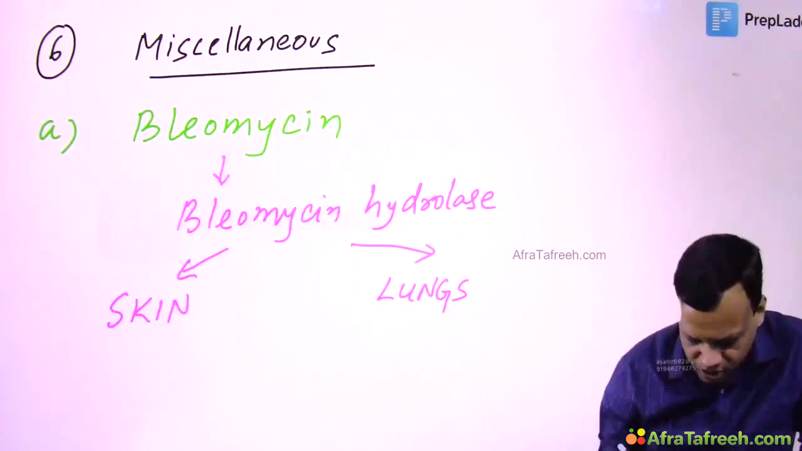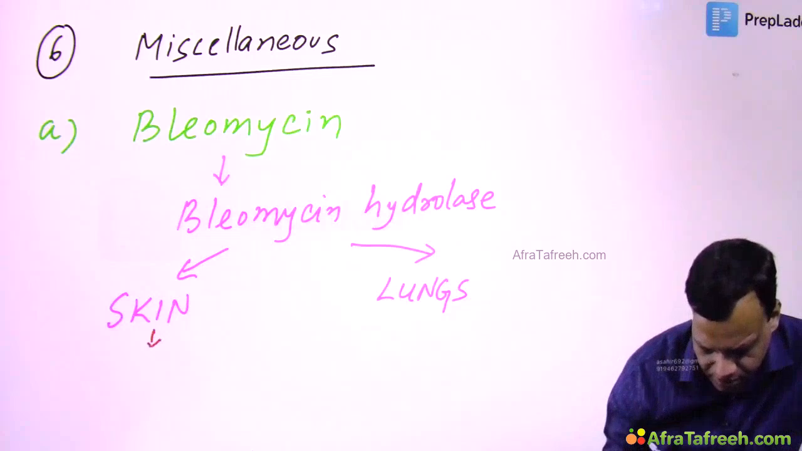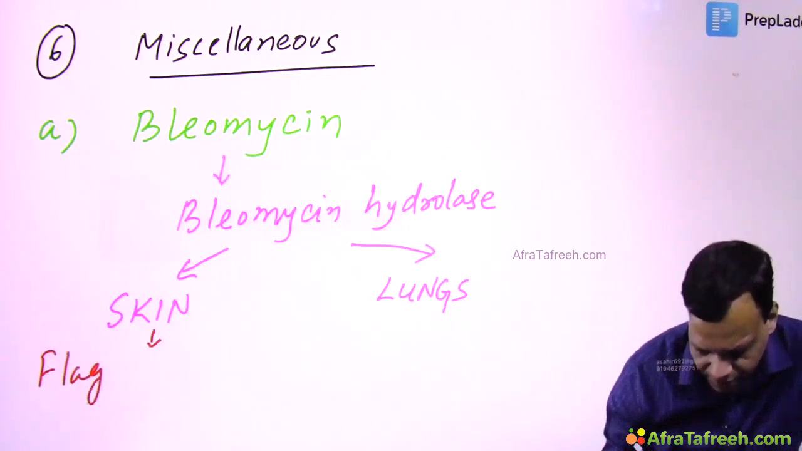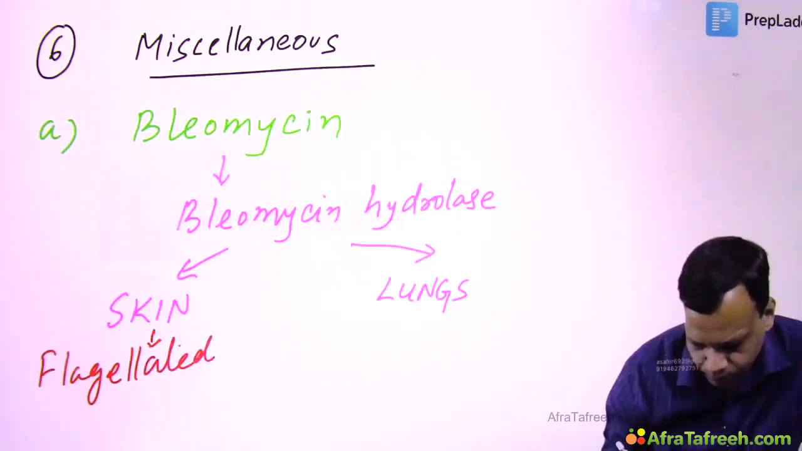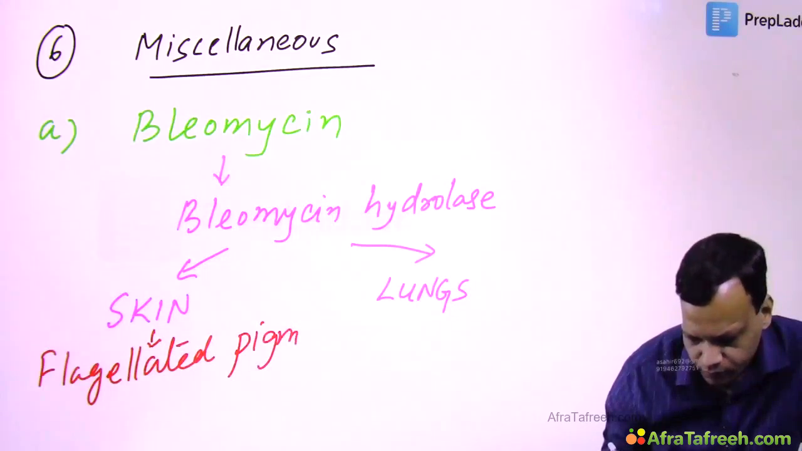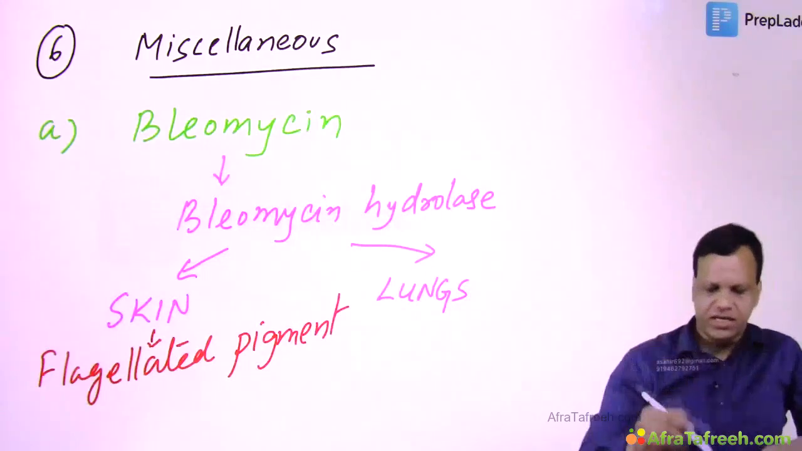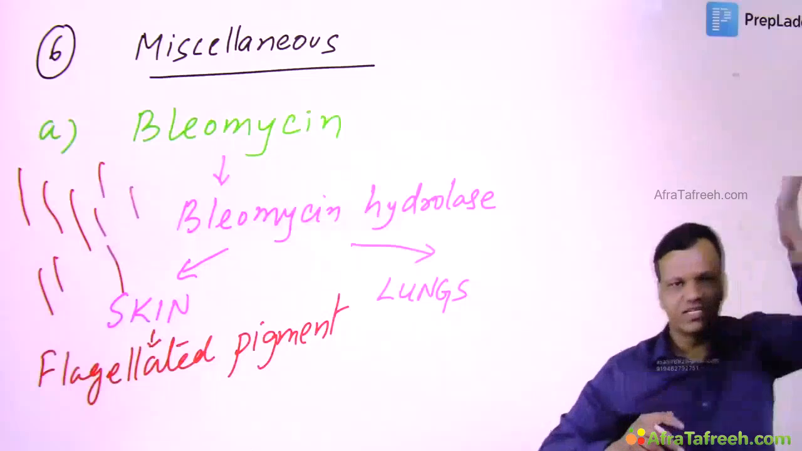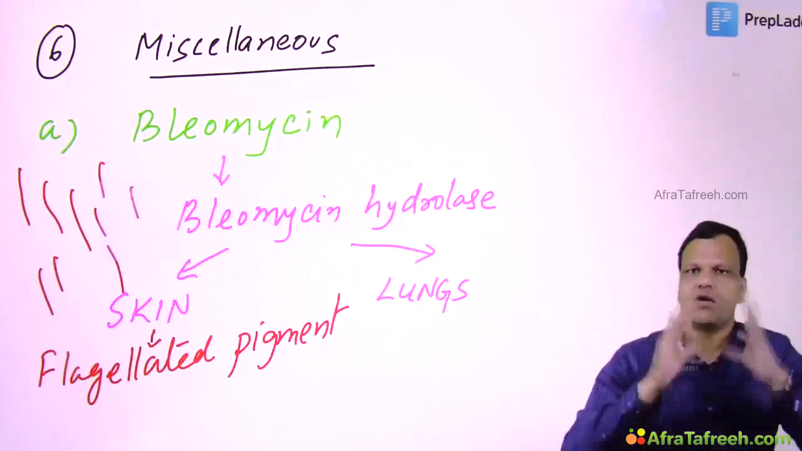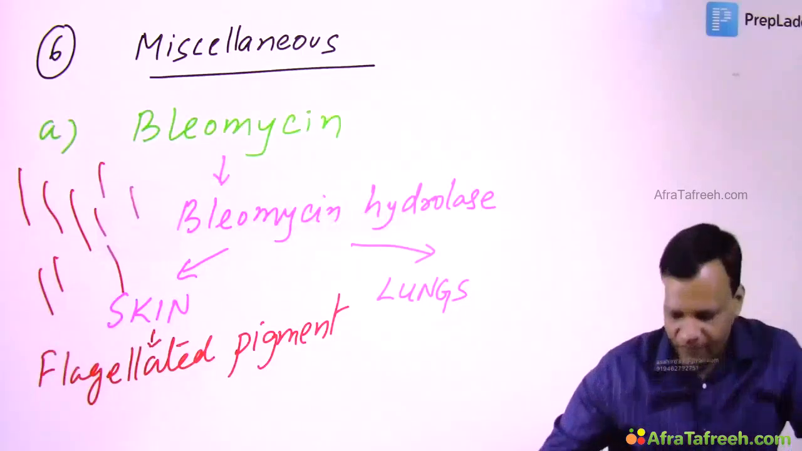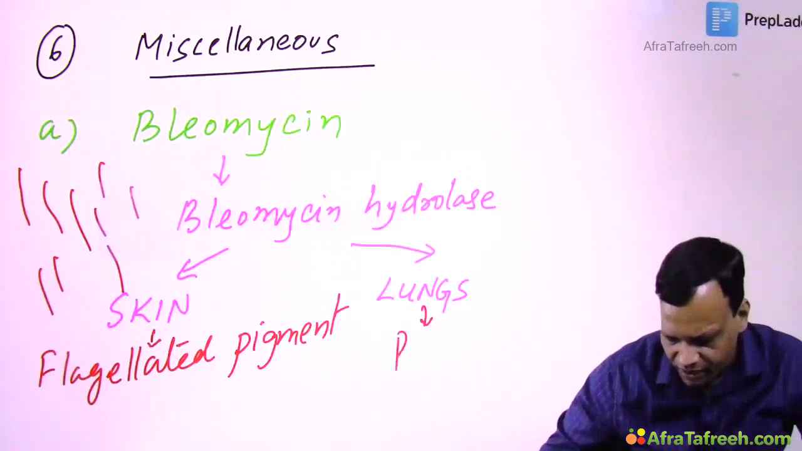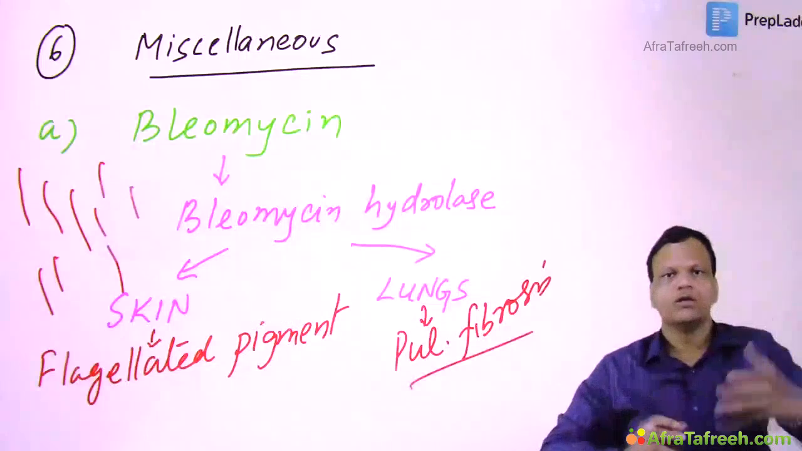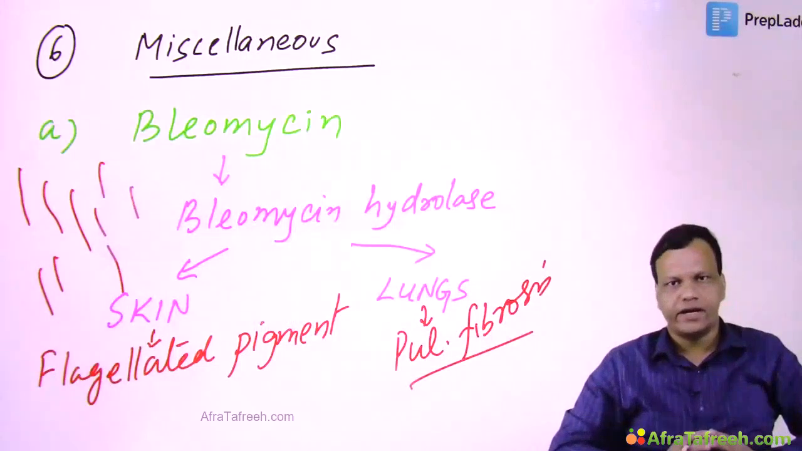The major toxicity of bleomycin on the skin is called flagellated pigmentation of skin. So on the skin there will be linear streaks like flagella. Just like flagella, there will be streaks of pigmentation on the skin, called flagellated pigmentation. Whereas in the lungs it can cause pulmonary fibrosis. We already discussed its name contains blow. It will blow the horn. So pulmonary fibrosis can occur.